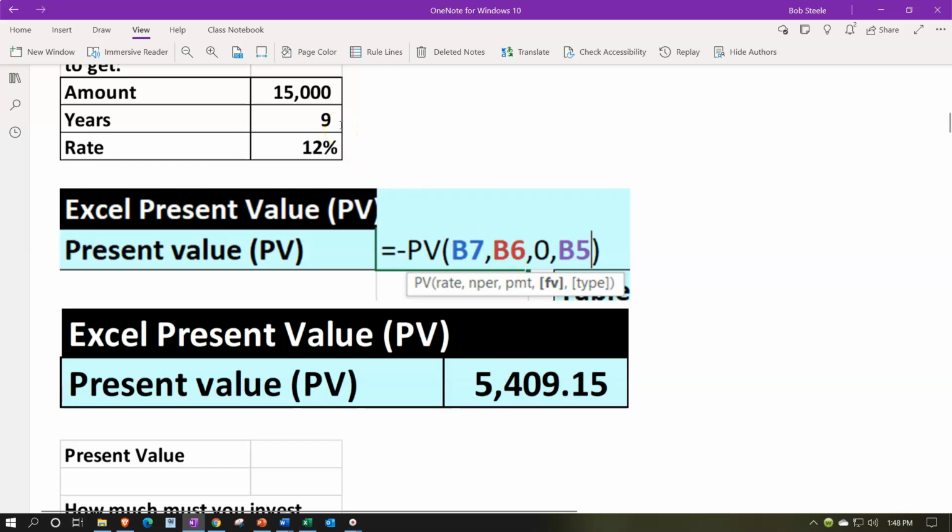Note that we're talking about years here. We're not talking about months, and therefore just make sure you got the correct period there. And then we're not putting anything in for the payments here because the payments are used for an annuity, and this is present value of 1. And then the future value is going to be the 15,000. That once again would give us that answer of 5,409.15, much easier.